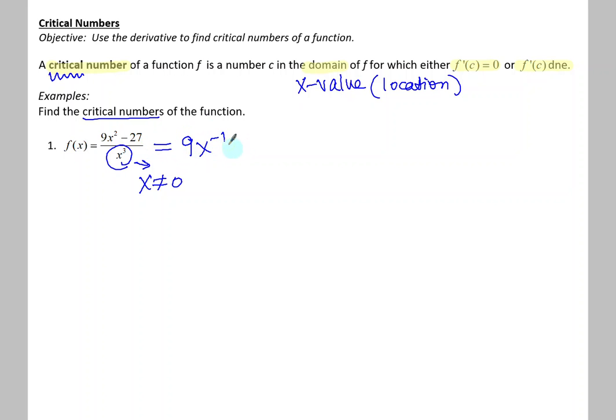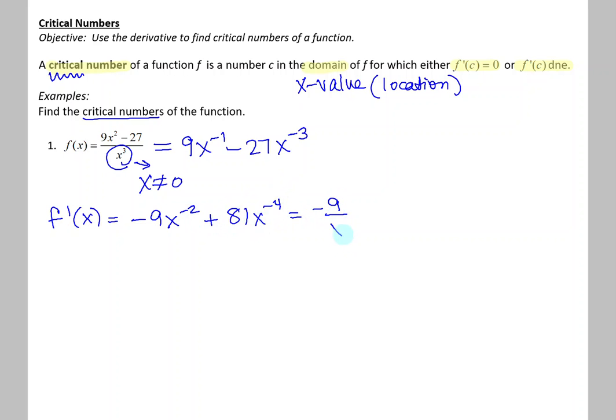9x to the negative 1 minus 27x to the negative 3. Now I'll take the derivative: f prime of x equals negative 9x to the negative 2 plus 81x to the negative 4. That translates into negative 9 over x squared plus 81 over x to the 4th. And it'll be easier to do things if I find a common denominator here. So multiply this by x squared over x squared, and I get negative 9x squared plus 81 all over x to the 4th.